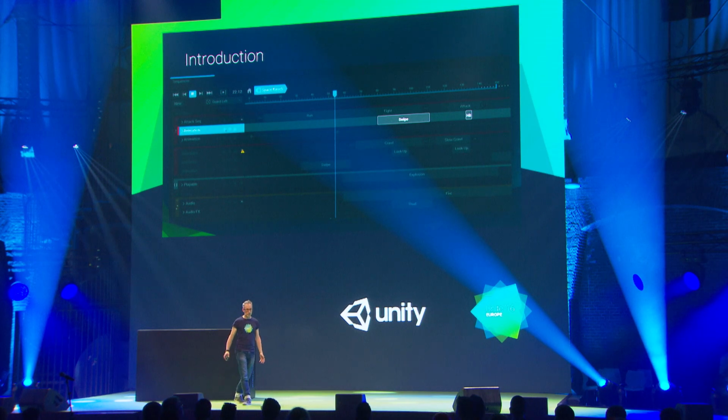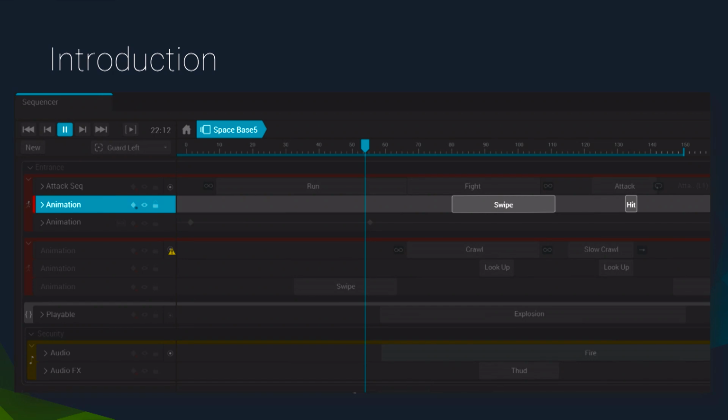So here it is. At the top, you can see the transport buttons: play, pause, next clip, previous clip, go to beginning and go to end of the sequence. On the left, you have all the tracks. On the right, you have all the clips. And in between, you see the timeline and the time cursor or the time positioner.